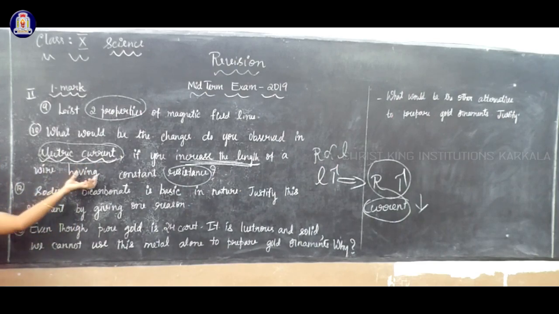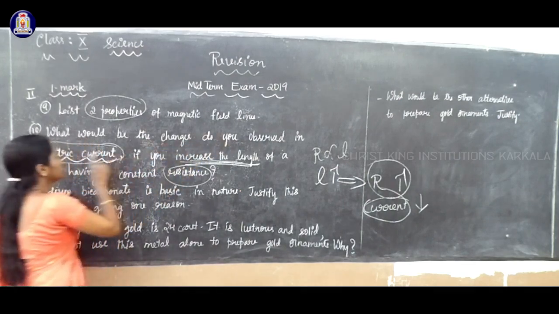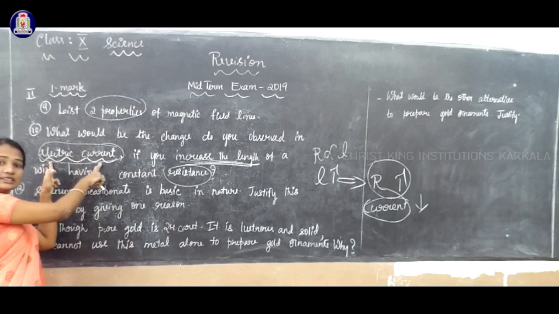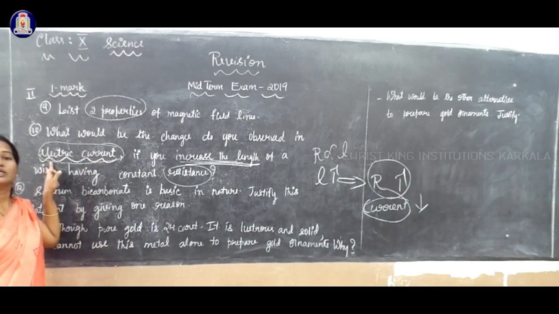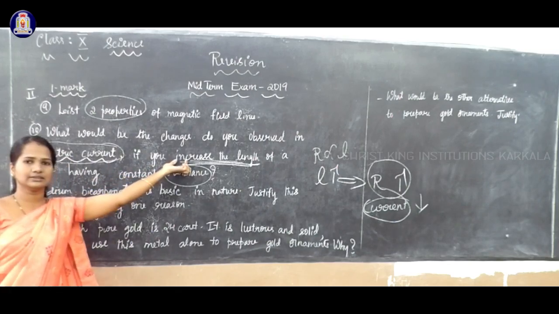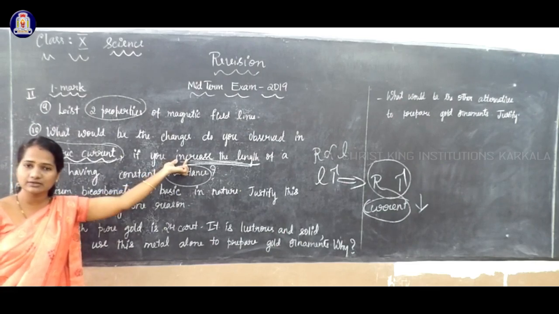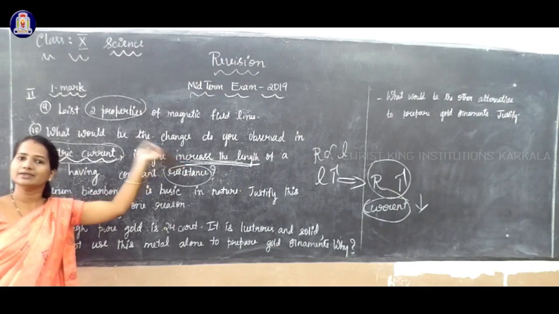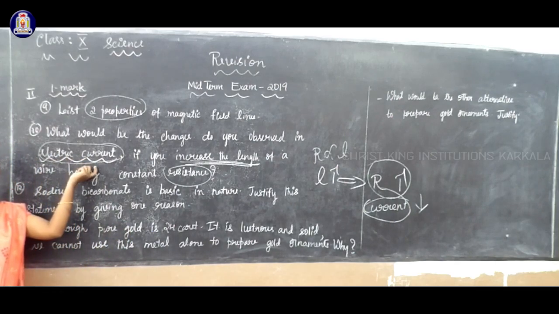Next, if you get the question here, justify. It is asked what changes do you observe in the current? So the change in the current: electric current decreases. But what is the justification you are giving? As the length increases, resistance increases. So as the resistance increases, the flow of current decreases. Therefore, electric current decreases.